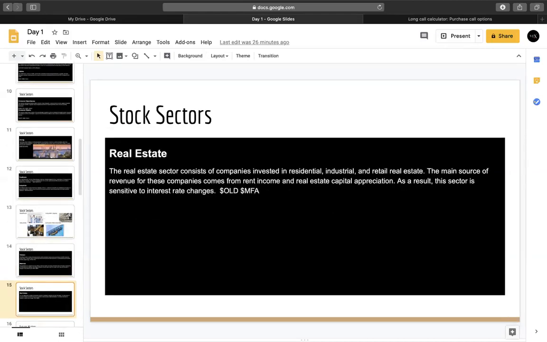Real estate. The real estate sector consists of companies invested in residential, industrial, and retail real estate. The main source of revenue for these companies comes from rent income and real estate capital appreciation. As a result, this sector is sensitive to interest rate changes. What do you guys think would happen if interest rates went up? What do you guys think will happen to the real estate sector? Less borrowing, right? Vice versa, okay?